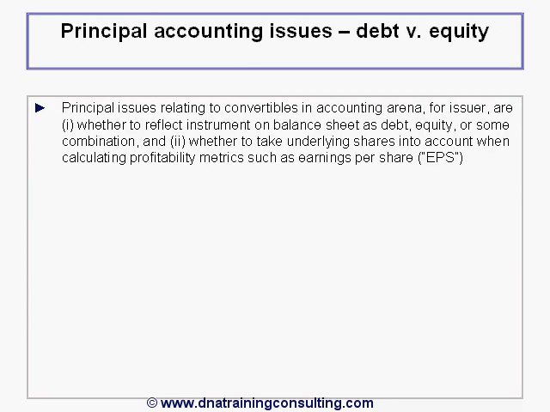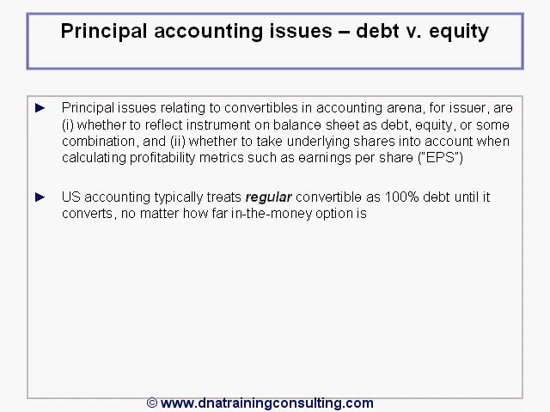The principal issues that relate to convertible instruments in the accounting arena from the issuer's perspective first are: 1, whether to count the instrument as debt, equity, or some combination thereof on the balance sheet, and 2, whether to take the underlying shares into account when calculating profitability metrics such as earnings per share or EPS.